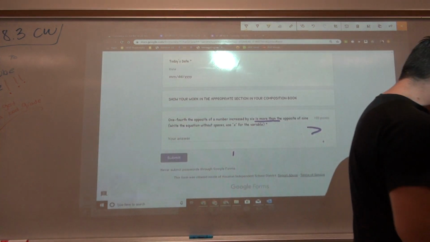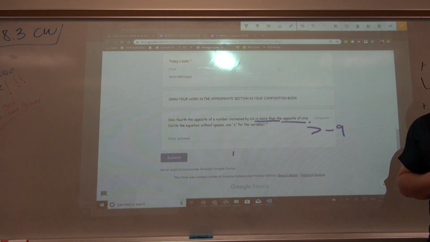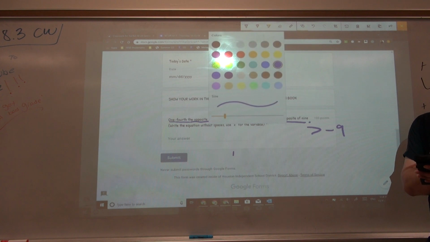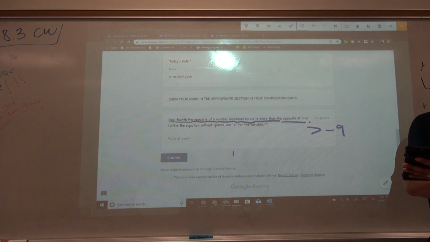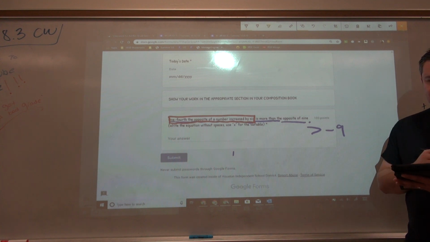And then it says, is the opposite of 9. What does that mean by the opposite? Negative 9. Very nice. So very good. Negative 9 is going to go right there. And then what it says, 1/4 the opposite of a number increased by 6. That's another part of the word problem that we need to take into consideration.